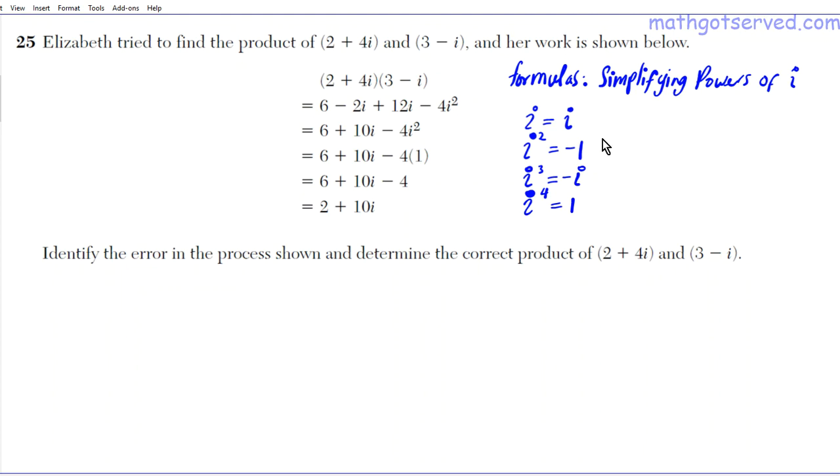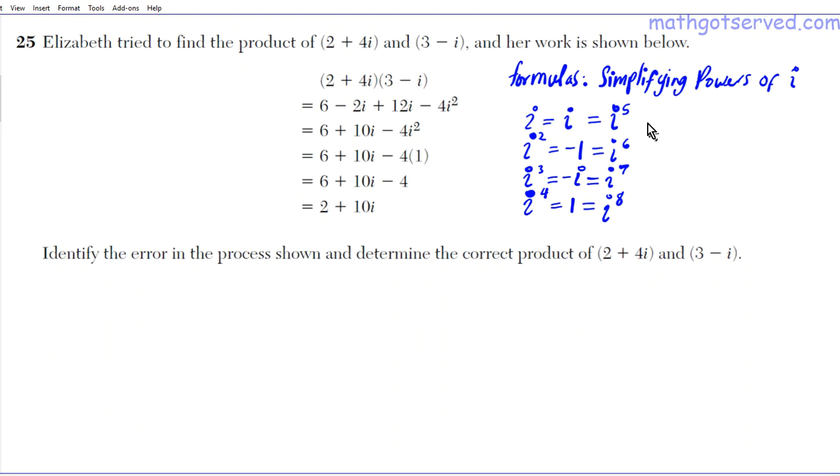Now what if you have i to the fifth power? Guess what? The pattern starts over at i to the first power. So i to the first power is the same thing as i to the fifth. i to the sixth power, you just continue with the pattern, is the same thing as i squared. i to the seventh power is the same thing as i to the third, and i to the eighth power is the same thing as i to the fourth. So the pattern continues over and over again.